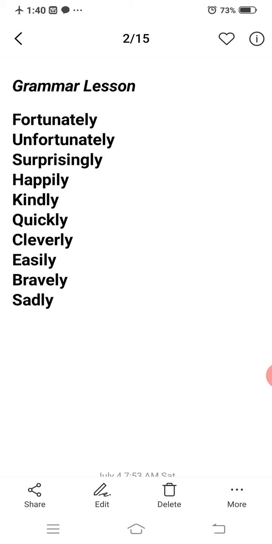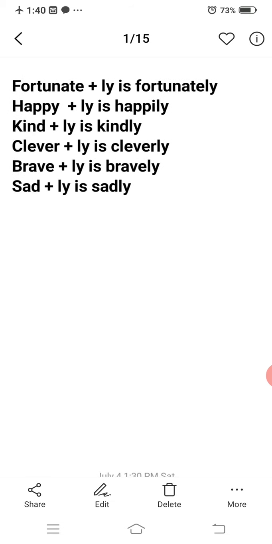"Ly" is attached to the root word to describe how something is done. Like this. Fortunate is our root word, and we added "ly" at the end of it. It becomes fortunately. Happy is our root word, plus "ly" becomes happily. Kind is our root word, plus "ly" is kindly. Clever is our root word, plus "ly" is cleverly. Brave is our root word, plus "ly" is bravely. And sad is our root word, plus "ly" is sadly.